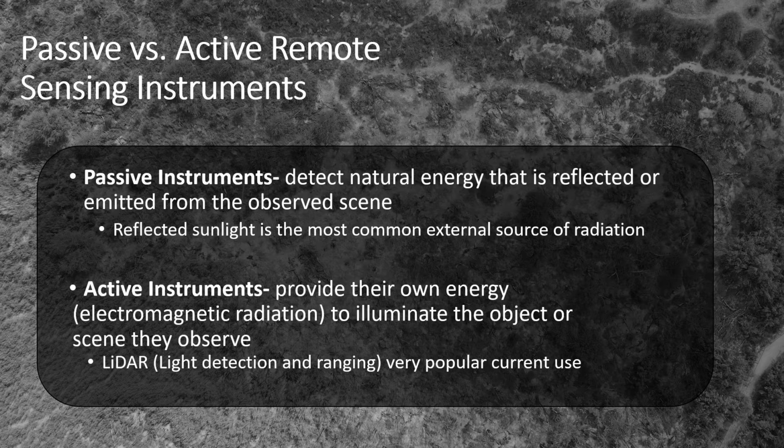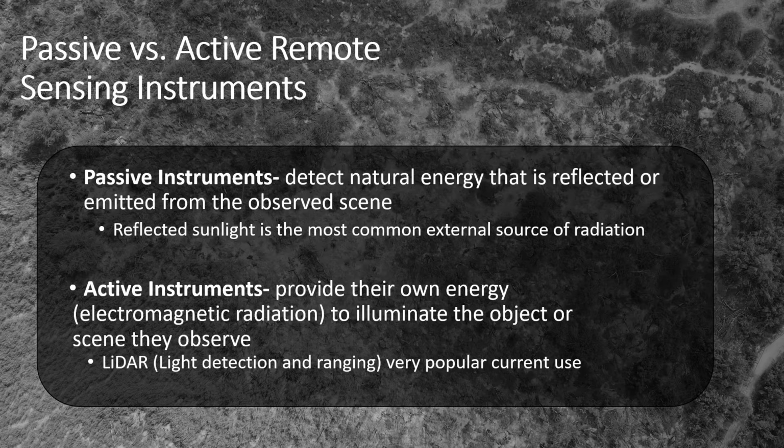And there are two different types of instruments or sensors used in remote sensing: passive instruments and active instruments. Passive instruments detect natural energy, most commonly sunlight that is reflected or emitted from a surface, whereas active instruments provide their own energy and detect the reflected or returned energy of an area of interest.